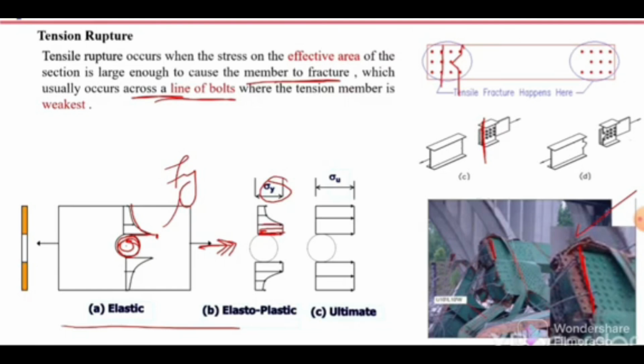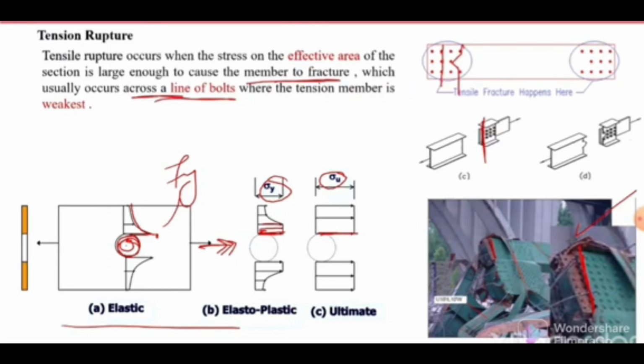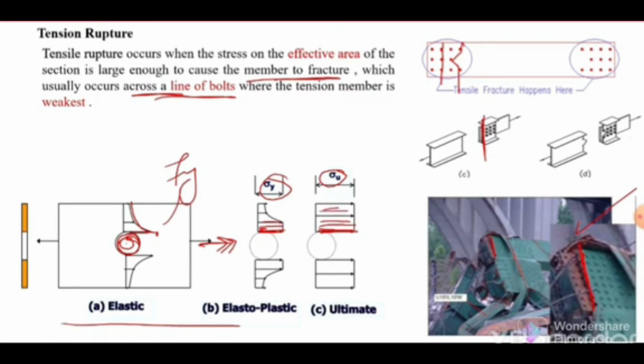A stage will come when the first fiber that has yielded will reach its ultimate strength, sigma U or Fu. When this fiber reaches its ultimate strength, instead of further deformation, fracture will start. That fiber will fracture, and then the next fiber will reach its ultimate strength, and then the next. And as these fibers go on reaching their ultimate strength, the fracture will continue to propagate in this direction.